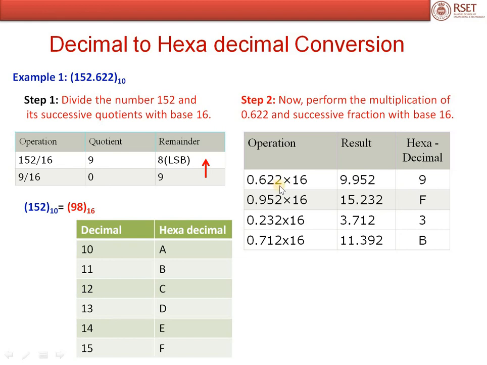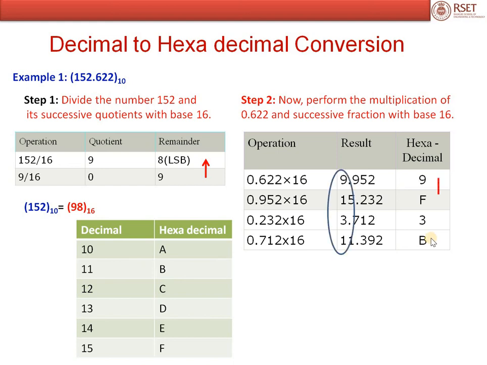So it is multiplied by 16. We get 9.952. Here 9 is the hexadecimal value. And its fractional value is again multiplied like that. If the value is 15 it is represented by F in hexadecimal, and 11 is represented by B in hexadecimal.